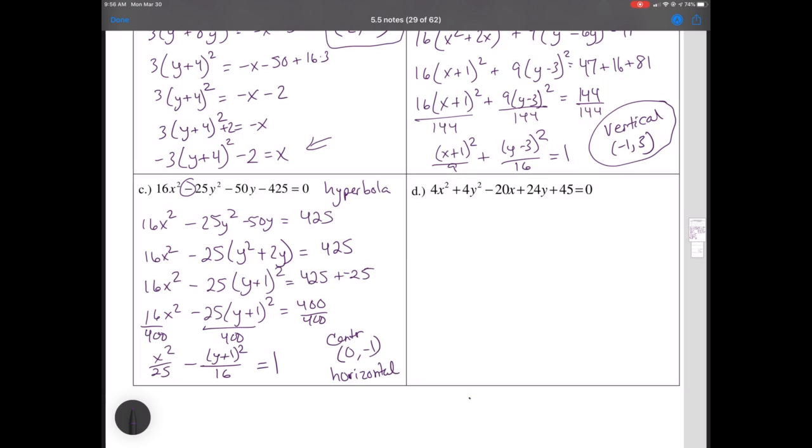Alright, and for the final one on this page, we see that both of them have the same number in front of x squared and y squared, and they're both the same sign, so this has to be a circle. So again, I'm completing the square operation, 4x squared minus 20x plus 4y squared plus 24y equals negative 45. So factor out the 4. Complete the square.